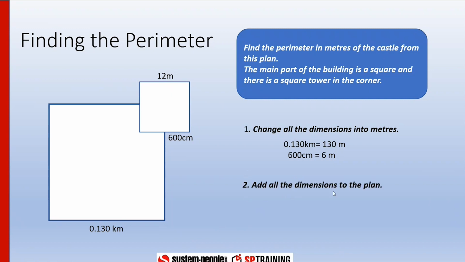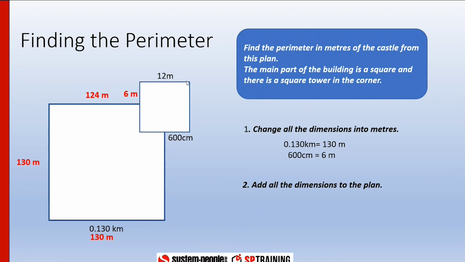The next thing we do is add all the dimensions to the plan. So that was 130, this length from here to here. Because this is part of a square, that's 130 as well. This length would be 130, but we've got to take off 6 meters. It goes from the corner to the edge of the tower. So that will be 130 take away 6, which is 124. This little bit here is the same as this here, so that would be 6.